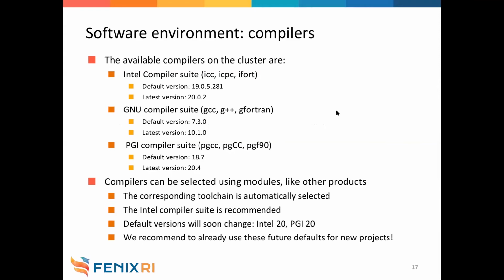Available compilers on the system are the Intel compiler and the PGI compiler. Here on this slide you have the default and latest versions available on the systems. Compilers can be selected using module. We recommend using the Intel compiler because we build all tools of the environment with this compiler, and we do most of the non-regression tests using this compiler. So from a support point of view, it's better to use it.